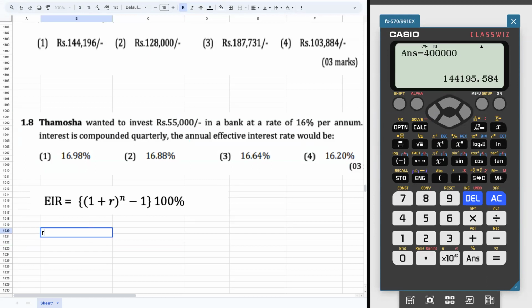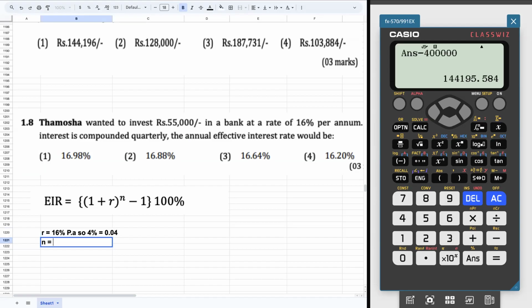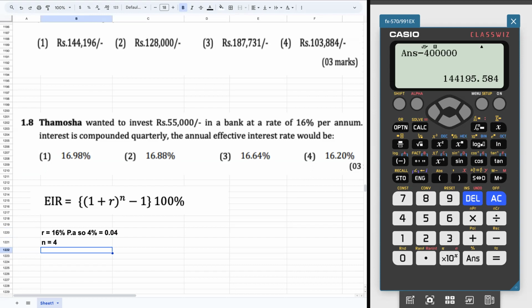So the R is going to be 16 percentage per annum. Quarterly means there are 4 quarters, so you have to divide 16 by 4, right? 16 divided by 4 will give you 4 percentage. So 4 percentage per quarter, it means 0.04 is the R value. And the N value for 1 year, how many quarters will be there? There will be 4 quarters. So now you can apply in the interest rate calculation.